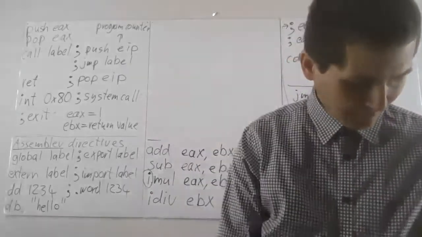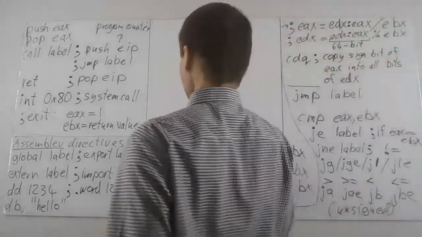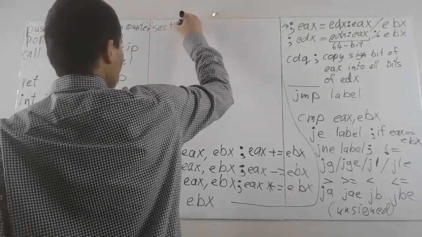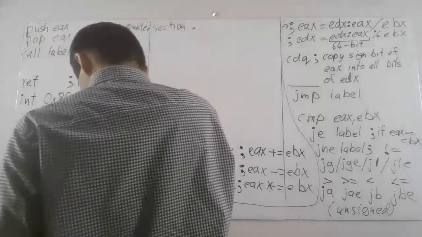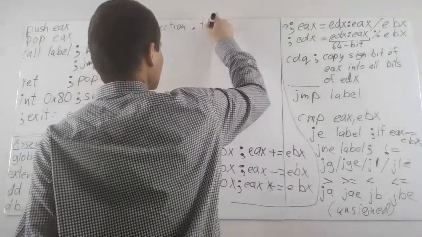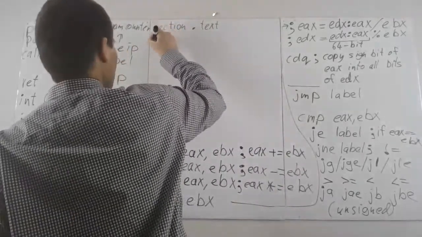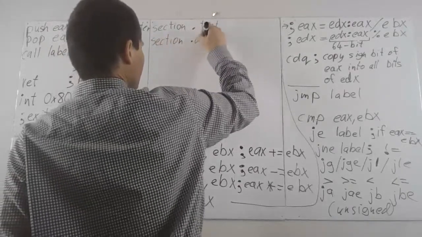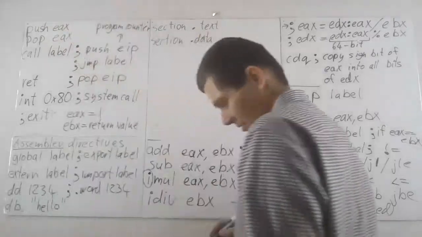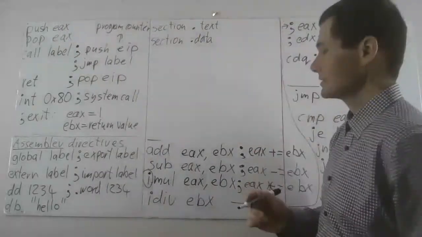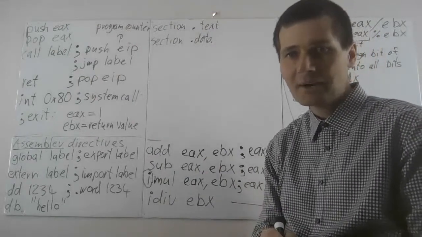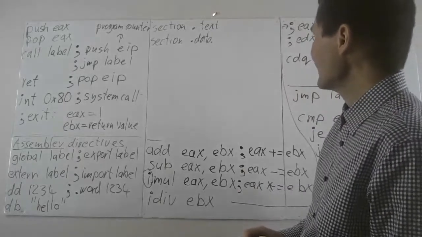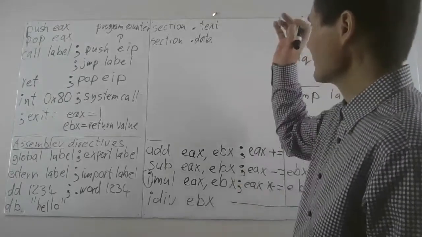Okay, so there's one more important one, and that's section. And typically you would say section .text or section .data. Okay, and I mean, there are others that you could do, but these are the two essential ones. All right, so what would you do with these?